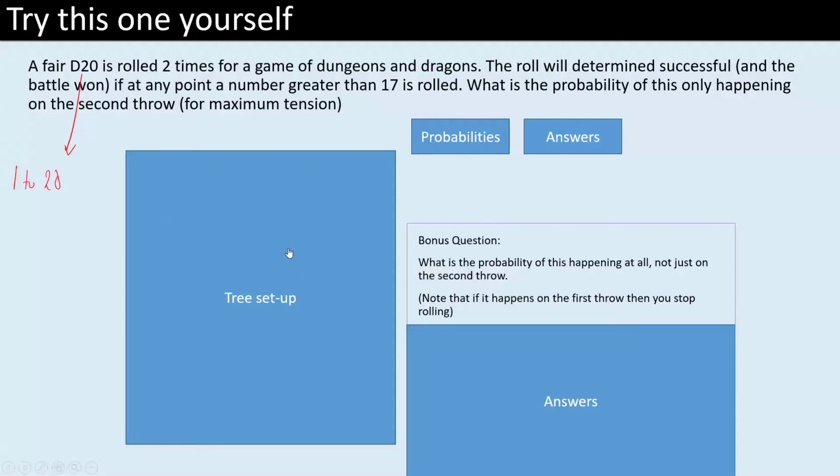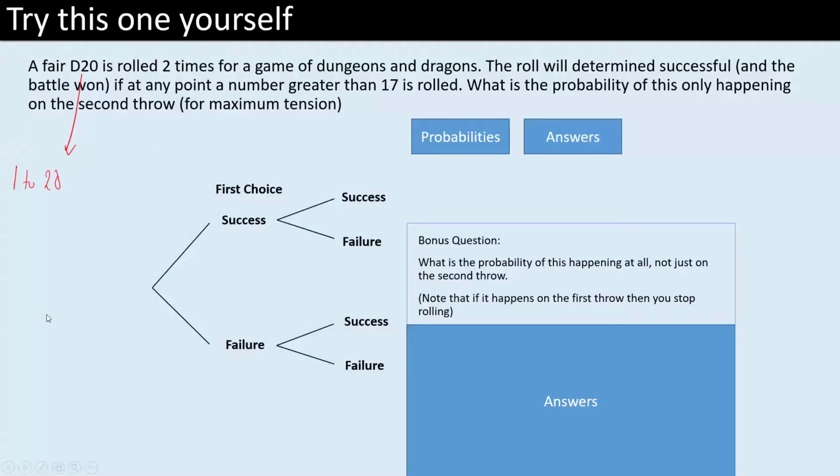Okay, so we're going to reveal the tree diagram now. So our tree diagram is going to look like this. Now in this case, a success for us is a number that is greater than 17. A failure for us is something which is less than 17, or less than or equal to 17, I should say. Okay, so we want to think about what our probabilities are.